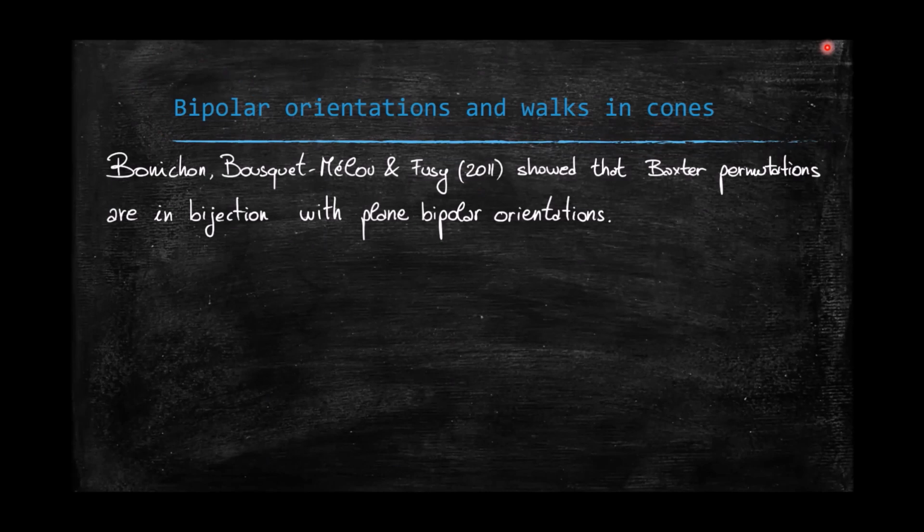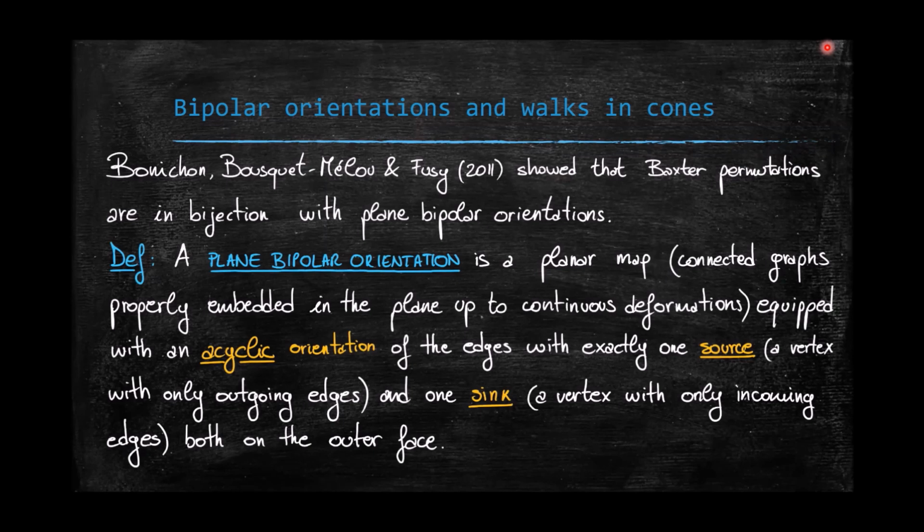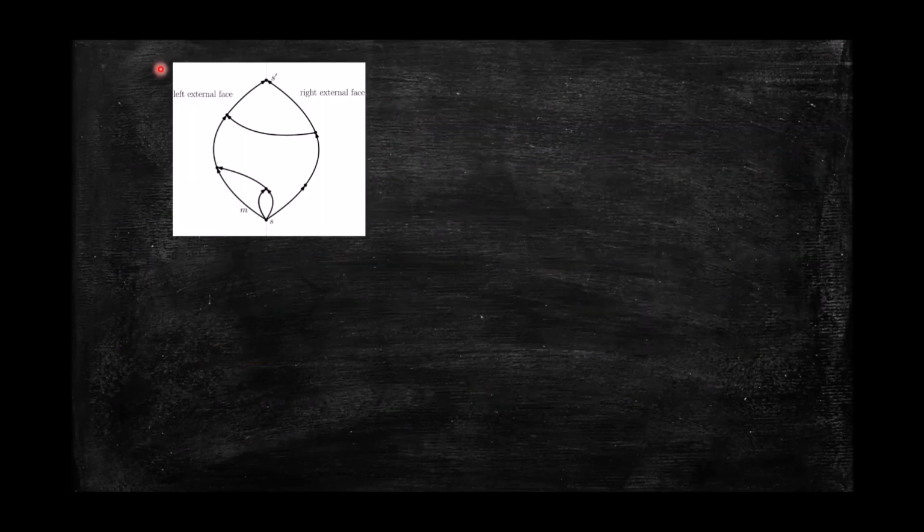Another motivation to study Baxter permutations is because they are related to many other objects. Bonichon, Bousquet-Mélou, and Fusy in 2011 showed that Baxter permutations are in bijection with plane bipolar orientations. These are planar maps equipped with an acyclic orientation of the edges, with exactly one source and one sink, both on the outer face. Let me give you an example. Here we have a bipolar orientation. Here there is the source, here there is the sink, and all the edges are oriented from bottom to top in such a way that there are no oriented cycles.